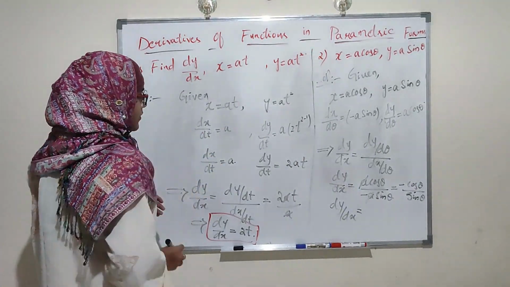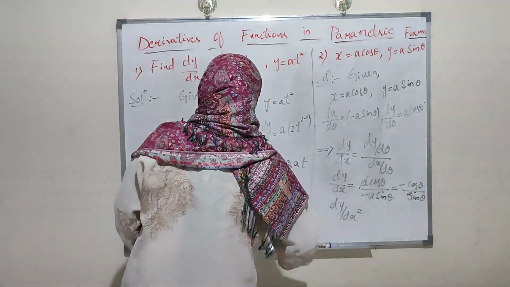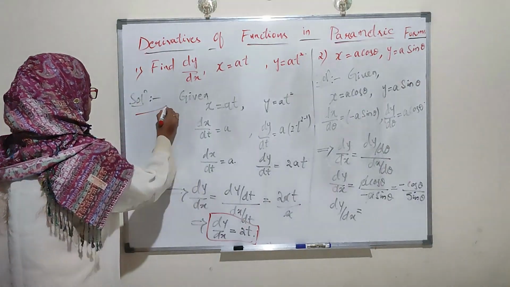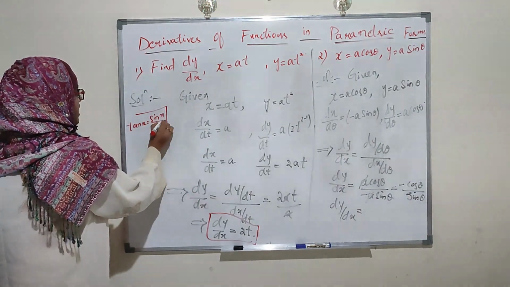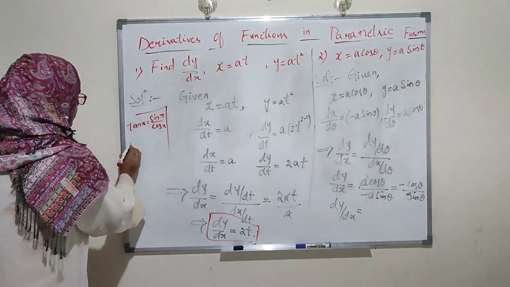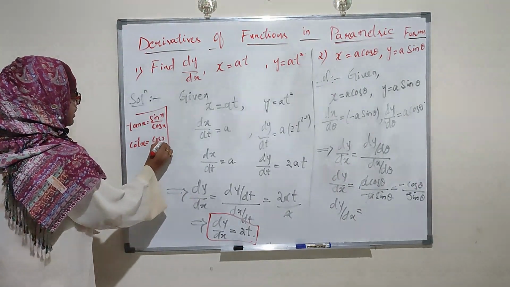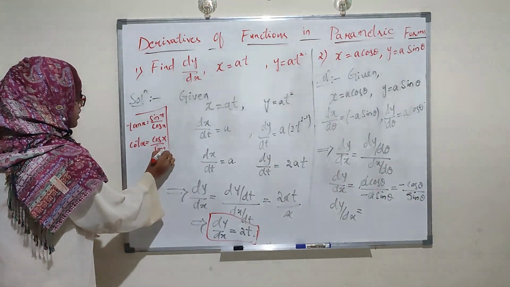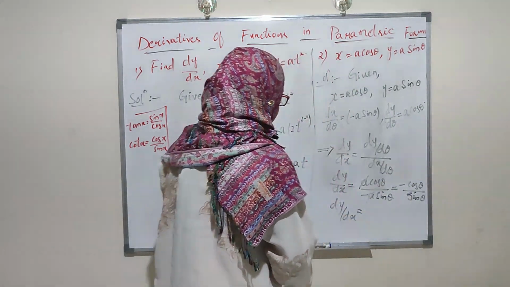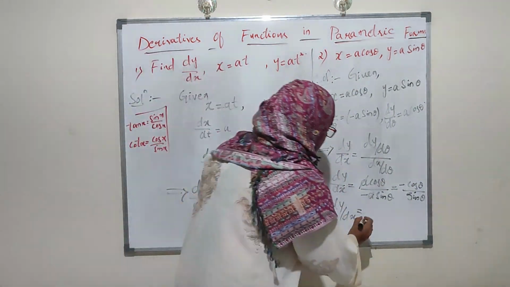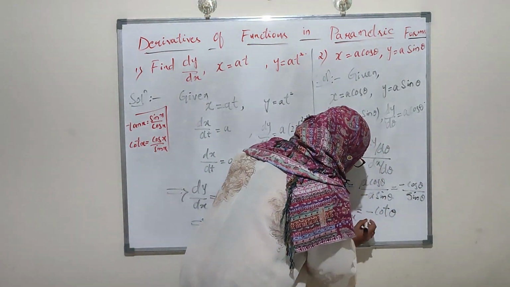Let me write here: tan of x is sin x by cos x. And cot of x is the reciprocal, cos x divided by sin x. So here we got cos by sin. Then we get one trigonometric term, in terms of cot we get minus cot theta. Keep the minus as it is.